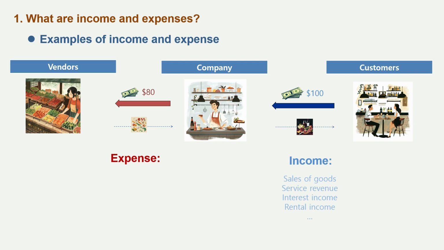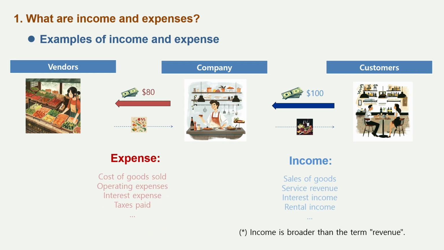For your information, some people use the term revenue instead of income in this context. But strictly speaking, from an accounting point of view, income is the correct term, and revenue is included in the scope of income. Similarly, expenses also include cost of goods sold, operating expenses, interest expense, etc.